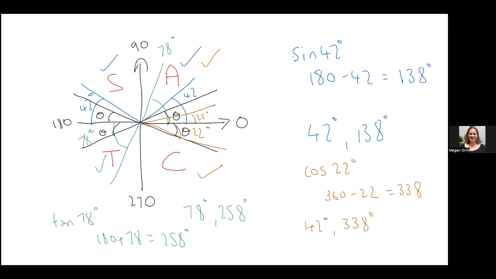When you're asked for equivalent values, think about your CAST circle. What we want to do is figure out what quadrants we're allowed to be in. Where are we positive? Which one do I need to go into? Am I going backwards from 360? This one's always positive. Am I going backwards from 180 or forwards from 180? So depending on which one you have, you should have one of each. Okay, that'll do for that one.